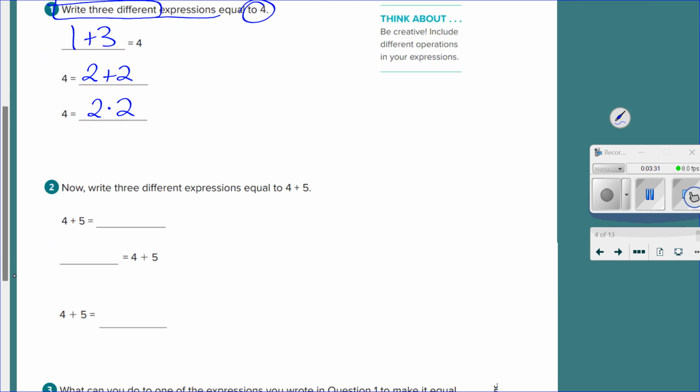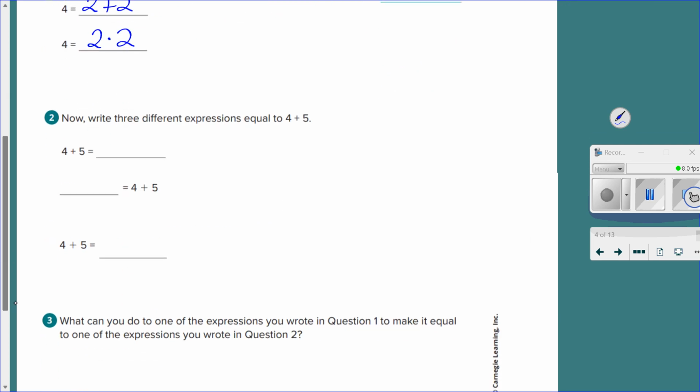For number 2, we're doing the same thing. We're writing 3 expressions that are equal to 4 plus 5. Well, what is 4 plus 5 equal? 9. So we're not putting 9 in the blank. You're telling me another problem that will equal 9.